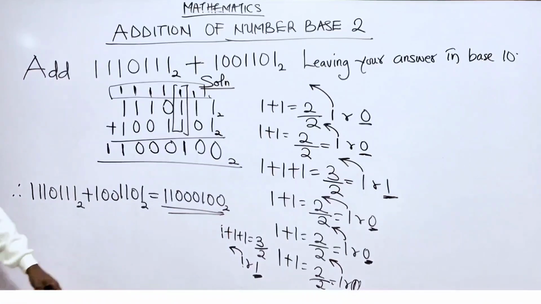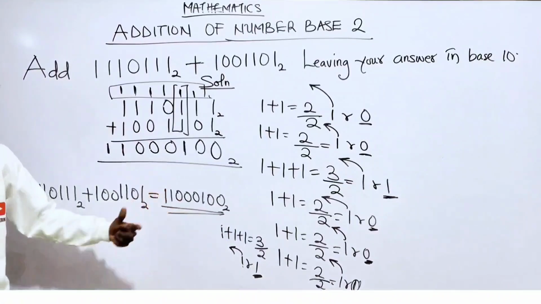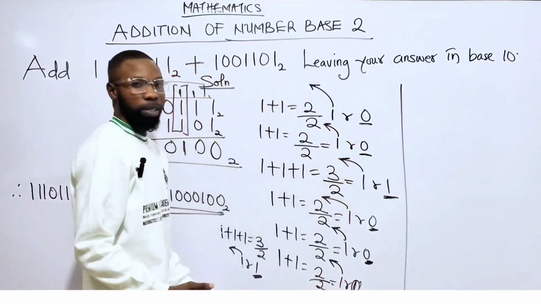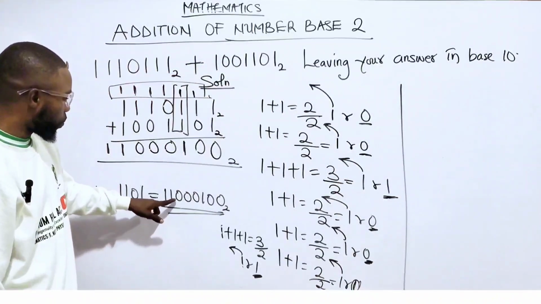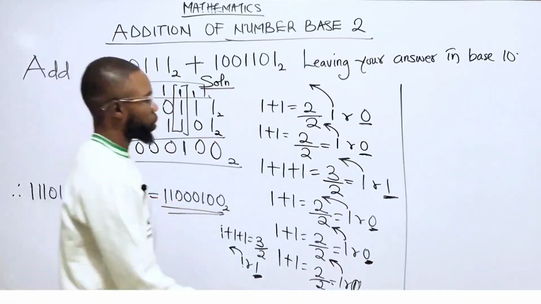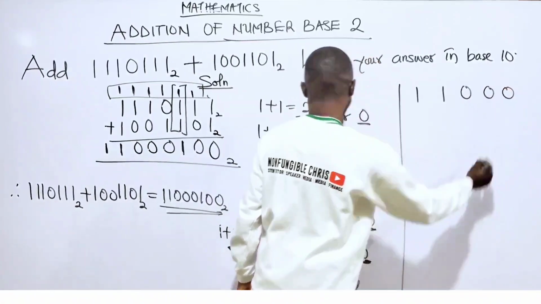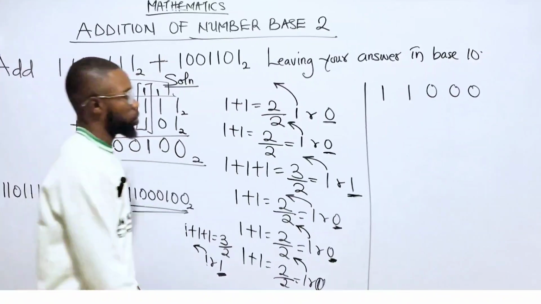But then the question says we should leave our answer in base 10. So we're converting this to base 10. And I taught you the simplest form of converting to base 10, right? So we have 1 1 0 0 0 1 0 0.